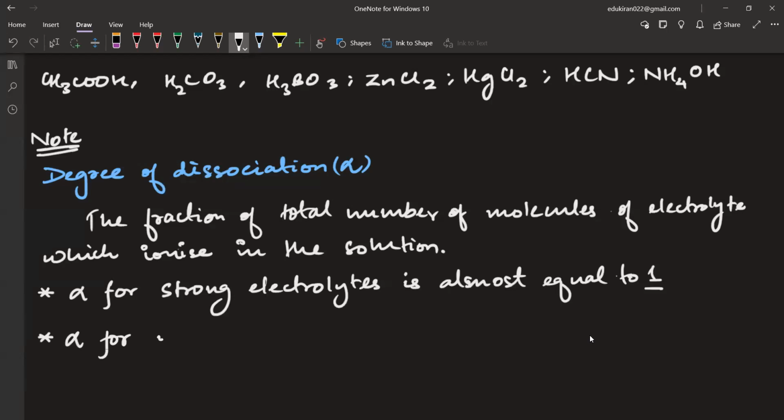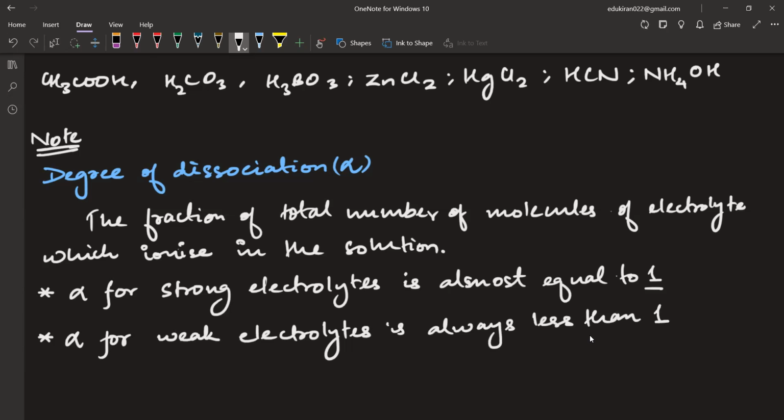Alpha for weak electrolytes, it will be what? It will always be less than 1. Write this down. And then you will see what the factors are that affect the electrical conductivity of electrolytic solutions or electrolytes.